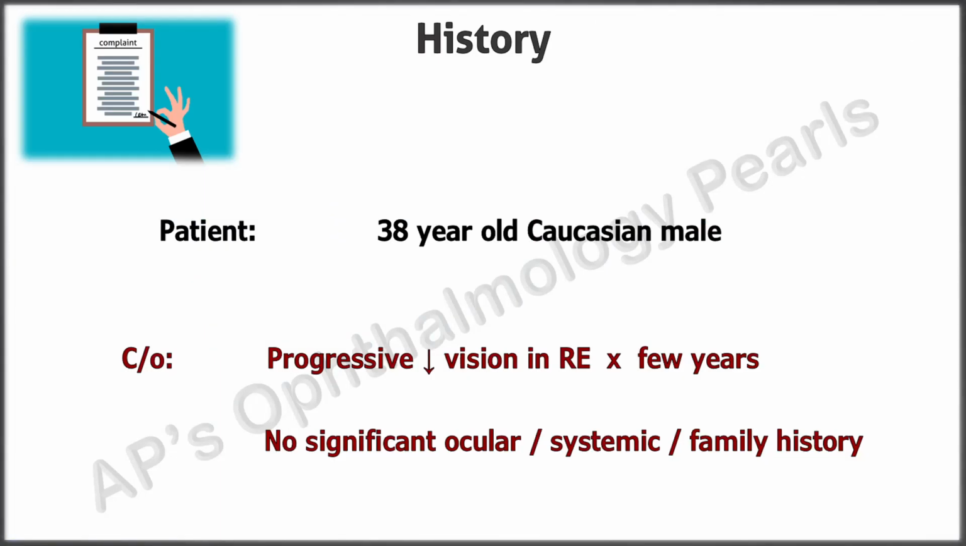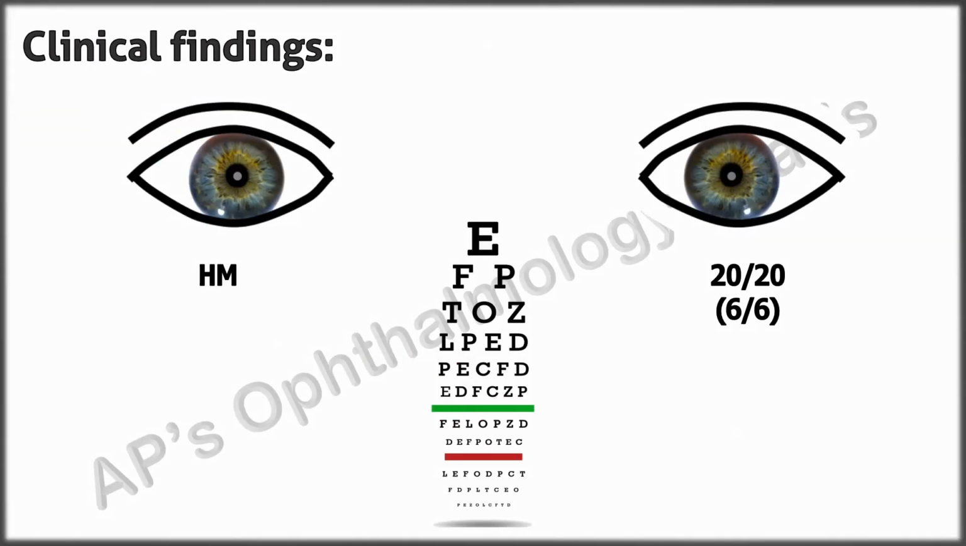A 38-year-old Caucasian male was referred for the complaint of progressive diminution of vision in his right eye over the past few years. There was no significant ocular, systemic, or family history. On presentation, the uncorrected visual acuity was hand movements in his right eye due to high myopic astigmatism and 20/20 unaided in the fellow eye.